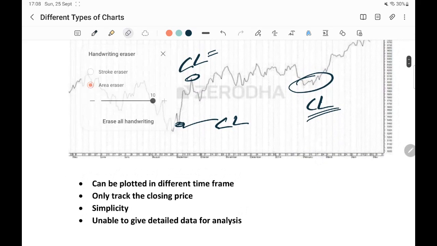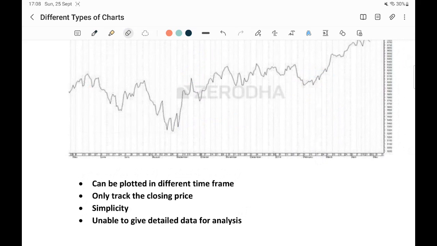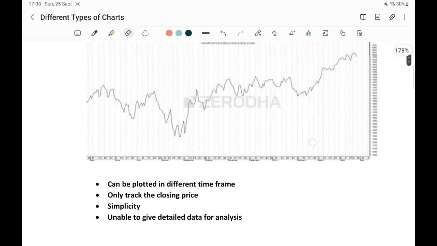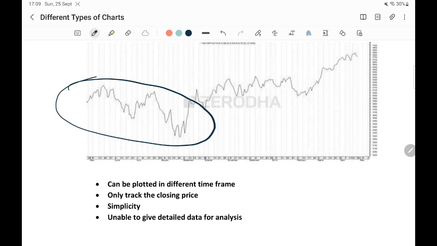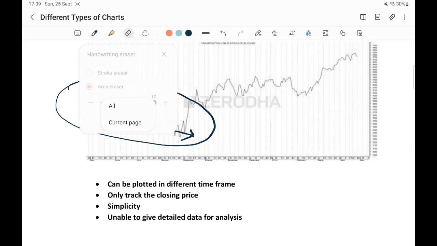The second thing about this chart is that it is very simple to understand. Take the example of this particular time frame. By seeing this chart, you can clearly see the stock was in a downtrend during this time period, because the chart replicates the closing price of that period. If you connect these areas, you can see this is a downfall, or the stock is in a downtrend.